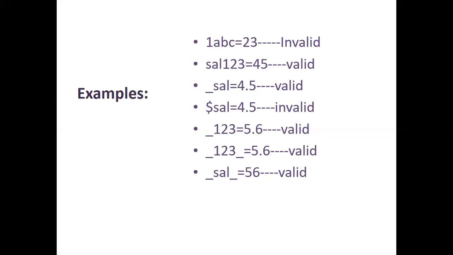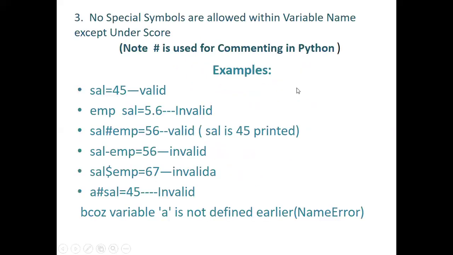Underscore 1, 2, 3 is equal to 5.6, it is acceptable. We can use underscore before and after both ways. Underscore sal underscore is also accepted. Right? All the examples are given here, and I have shown you with examples also. Now let's proceed. No special symbols are allowed within the variable except underscore. Hash is used for commenting purpose.